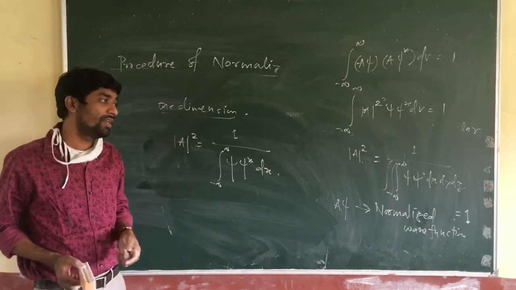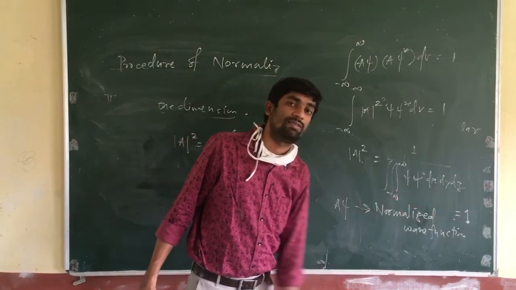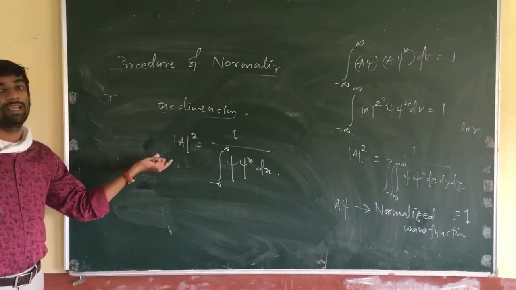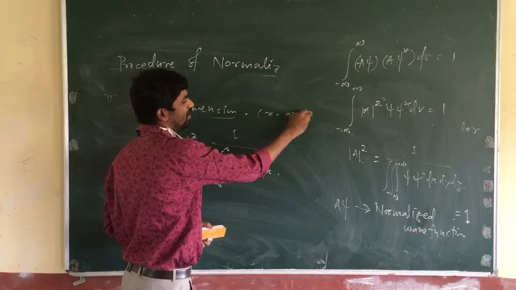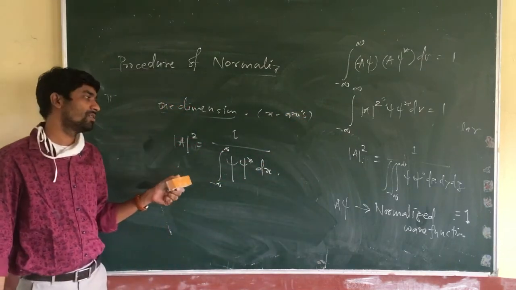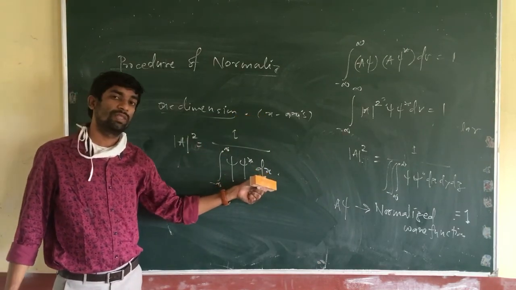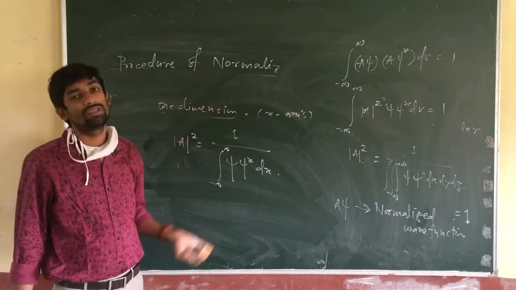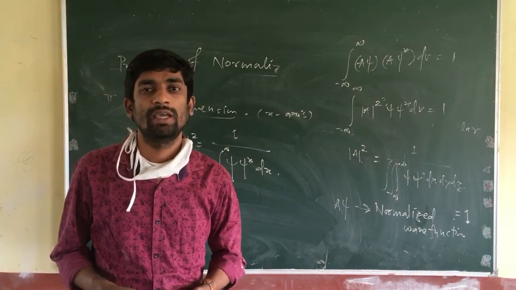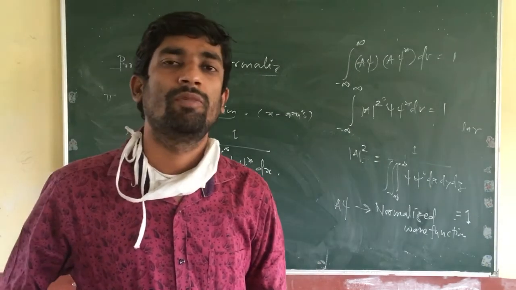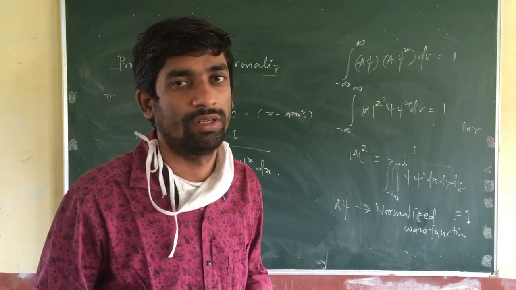If I have to take 3 dimensions, I will integrate over x, y and z also. Here, if it is one dimension, along which axis is it? The x axis. Then I can write the normalization constant as this. If it is the y axis, I have to replace dx with dy. So this is the procedure for normalization of a wave function. We will take problems on how to normalize a wave function in the next lecture.